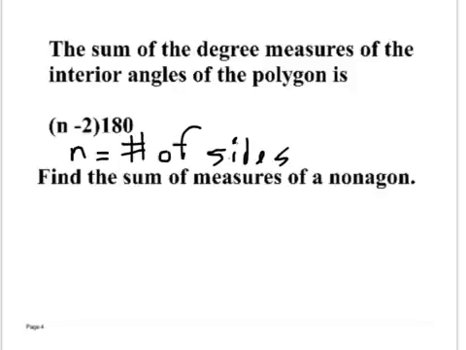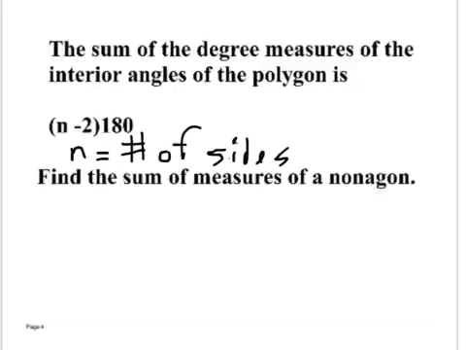What does a triangle add up to? 180, right? So can I plug 3 into this and see if it equals 180? What's 3 minus 2? 1. What's 1 times 180? 180. So it's right for a triangle, right?